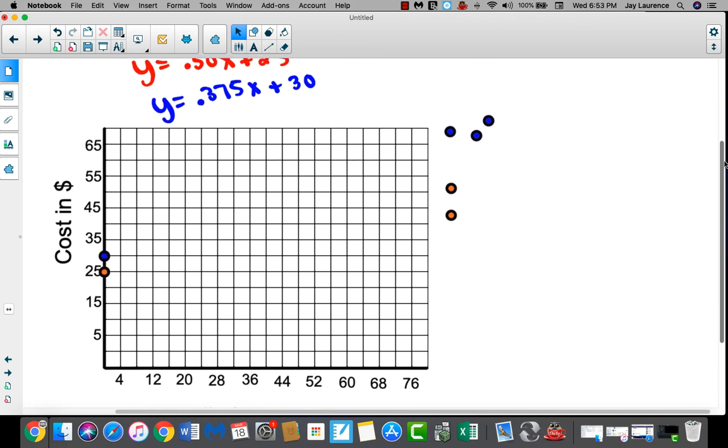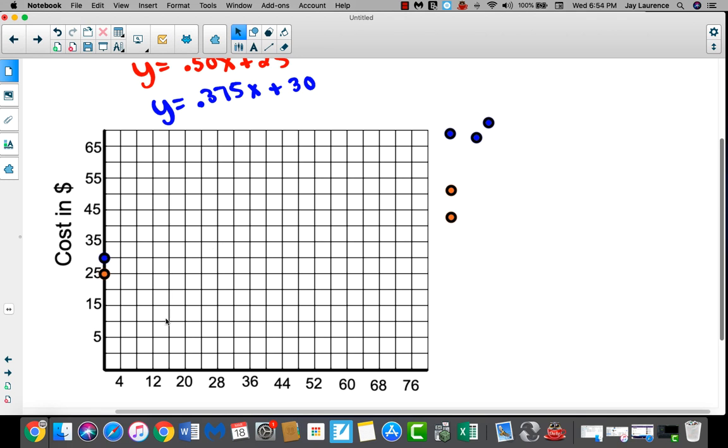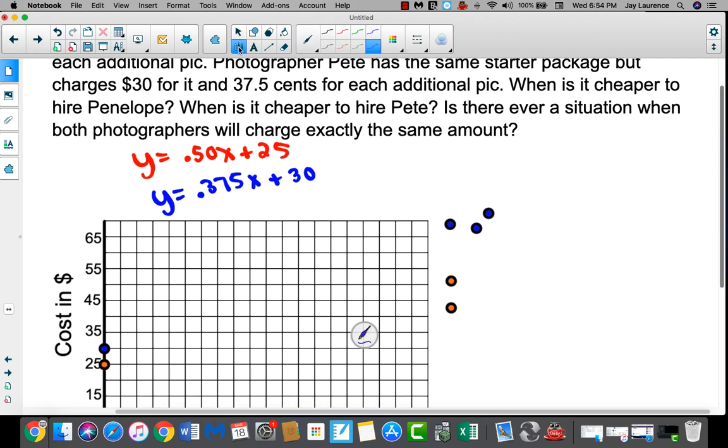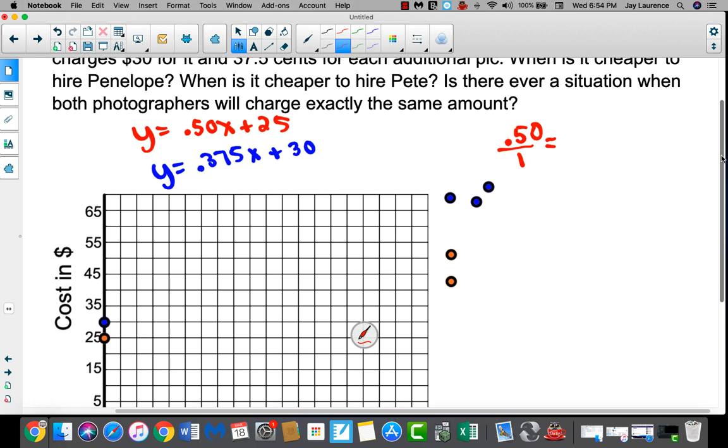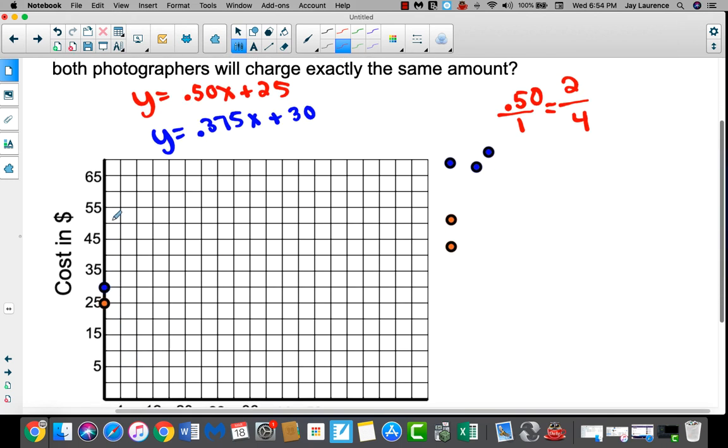But taking a look at this graph, it looks like they're counting by 4s along the x-axis. Well, let me see what I can do to manipulate this. All right. I'm going to take the slopes. Let me start with Penelope's slope, which is 50 cents per picture. Now, I know they're counting by 4 on the x-axis, so I'm going to multiply both the numerator and denominator by 4, and I will get 2 over 4 because 50 cents times 4 is $2. The only problem with that is they're not counting by 2s along the y-axis. They're counting by 250s, but it'd be easy to tell if they were counting, like, by 10s.